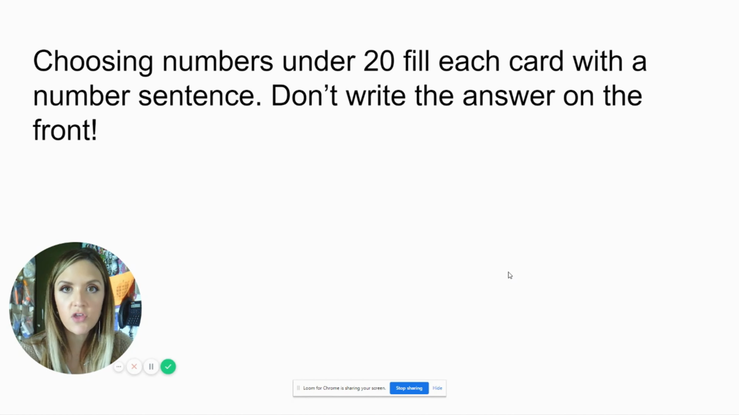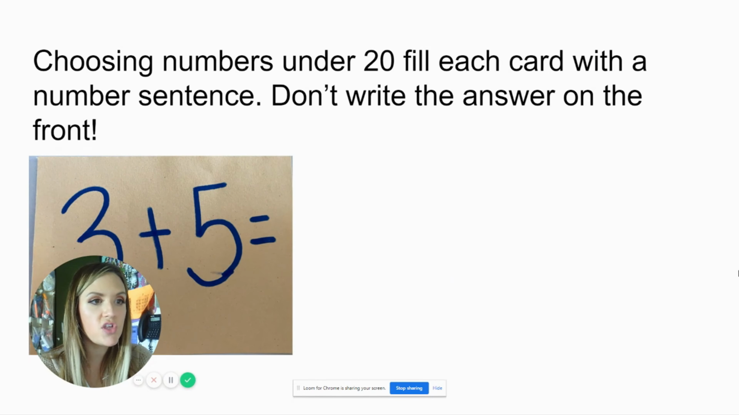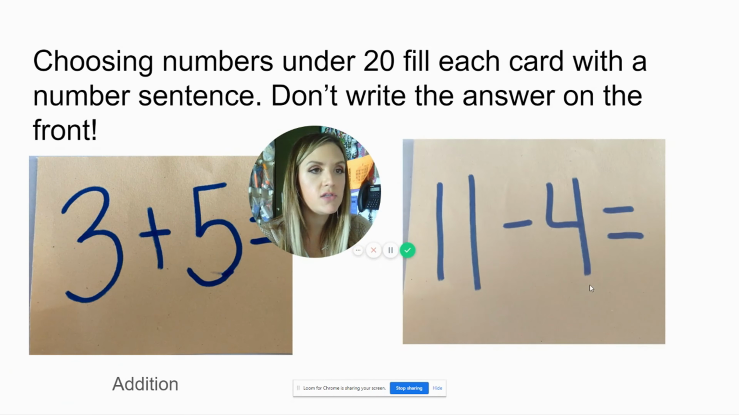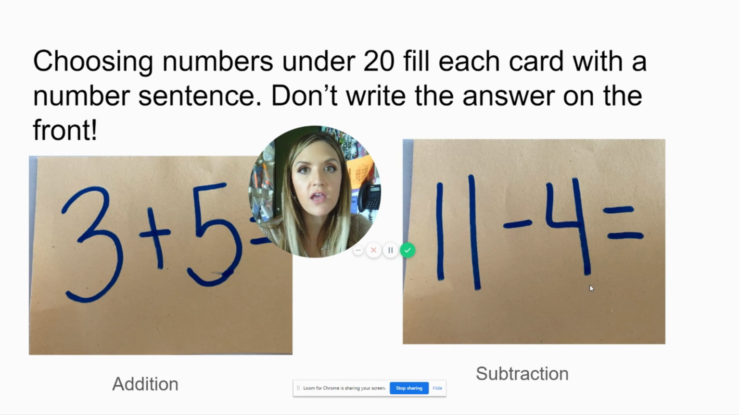All right. Now that you've cut all of your construction paper pieces, I want you to choose numbers under 20, and you can fill in each and every card with any number sentence that you choose. Don't write the answer on the front of your card. Remember that you need addition and subtraction. So here's a couple of examples. 3 plus 5 could be on one card, and 11 minus 4 could be on another card. You can choose any numbers that you'd like. Remember with subtraction that the bigger number goes first. Go ahead and fill in all your cards. You can press pause. Fill in the front of each card with a number sentence of your choice.